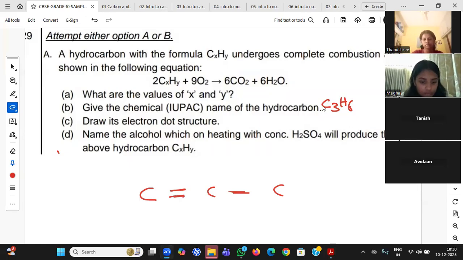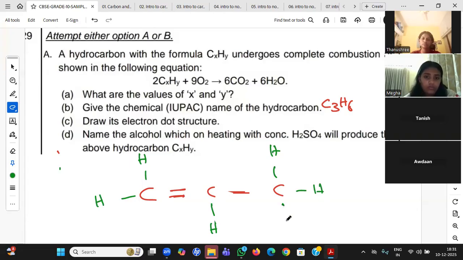C3H6, three carbons. As it is an alkene, at least one double bond should be there. Now please adjust the hydrogens, students. You see how many bonds? Carbon should have four bonds. So two hydrogens here. This carbon should have four bonds, so one hydrogen. This one needs three hydrogens. You see, carbon four bonds, carbon four bonds, carbon four bonds.